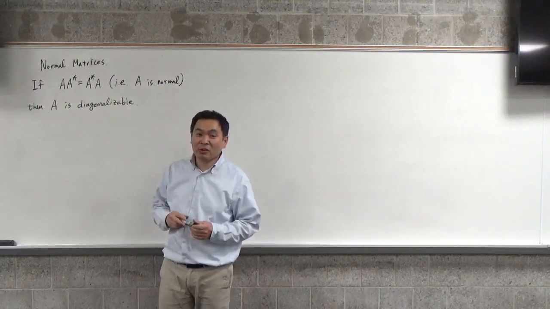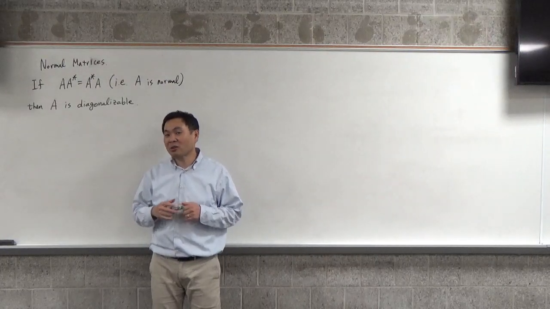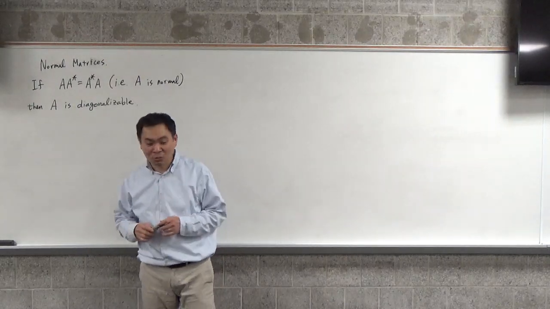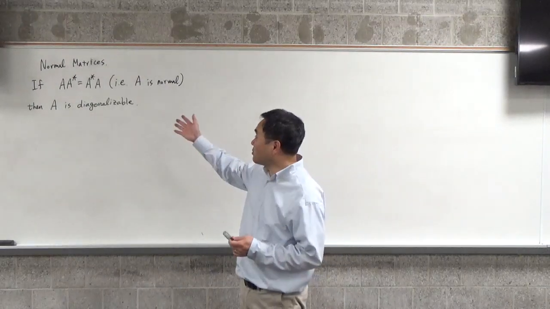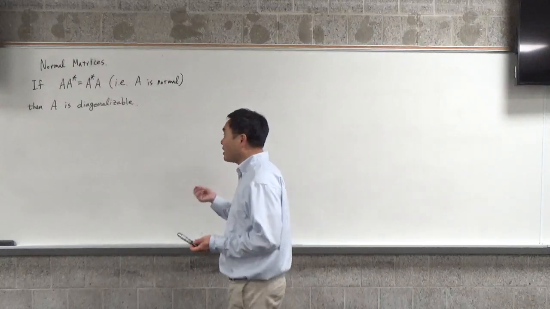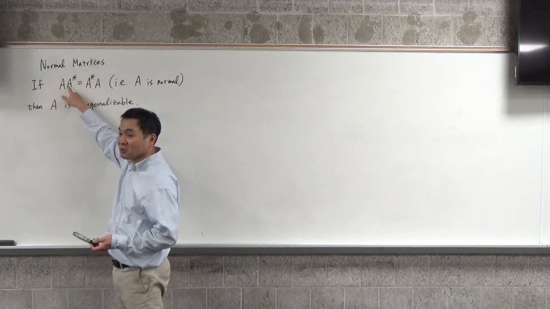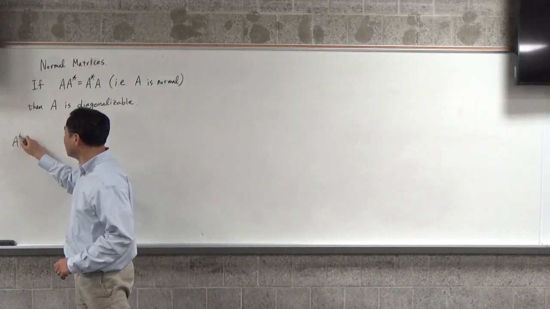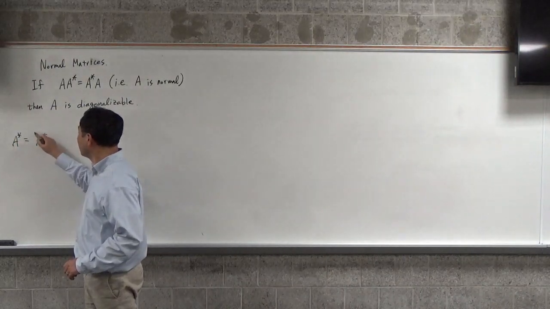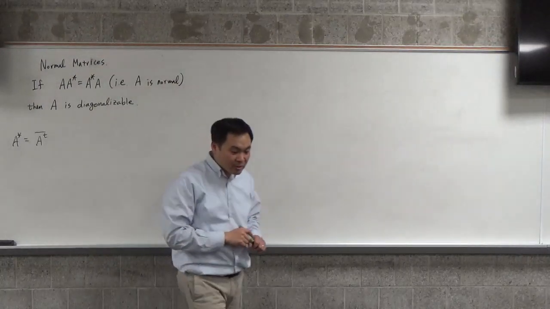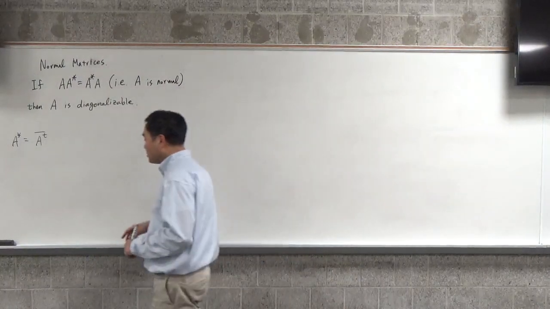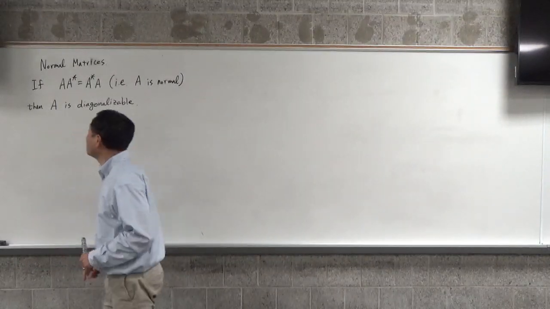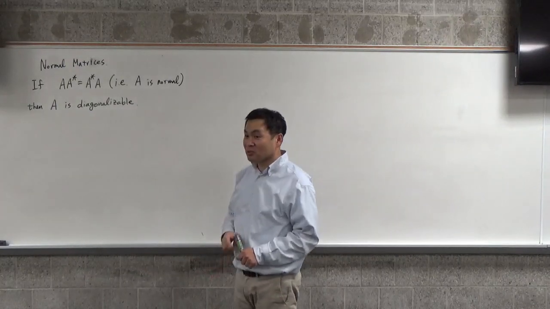We already know one criterion for it being diagonalizable, which is that if you have a matrix that has all distinct eigenvalues, then it's diagonalizable. That's one criterion. And here's another. If a matrix commutes with its adjoint, this being the transpose and complex conjugate, then it's diagonalizable.